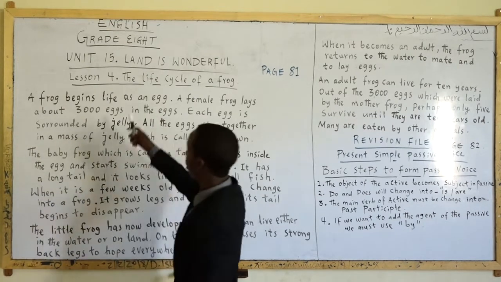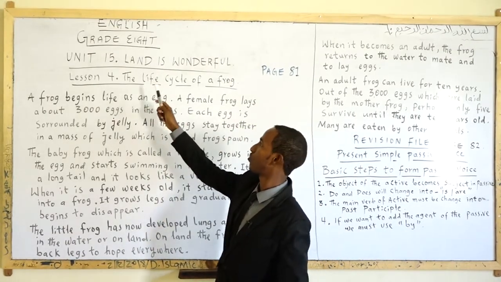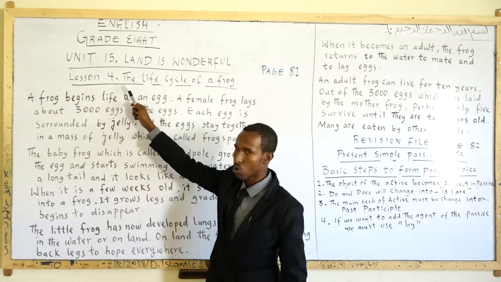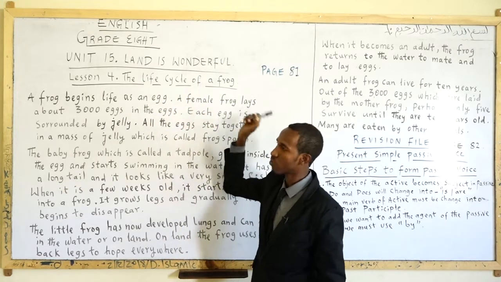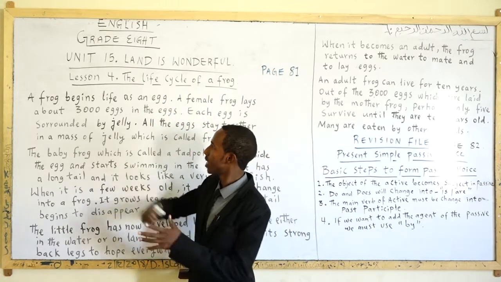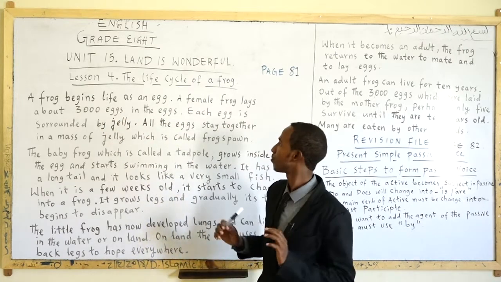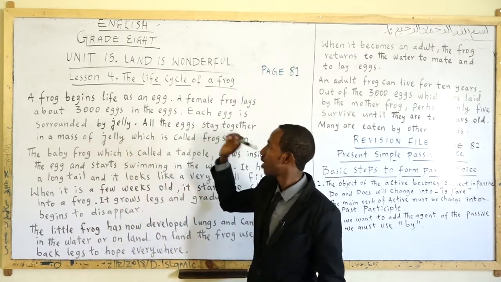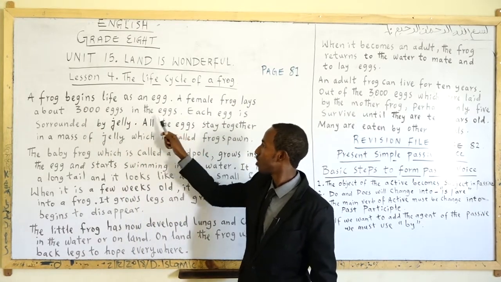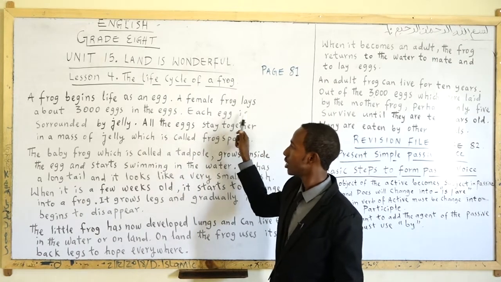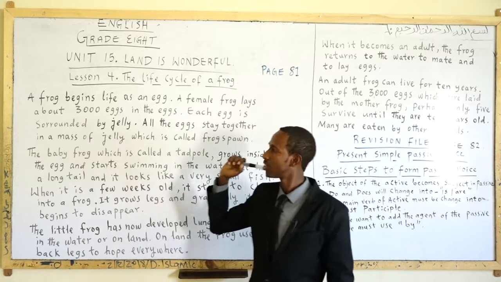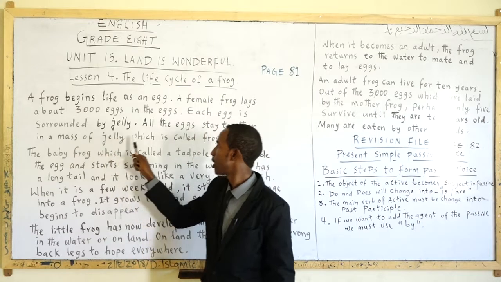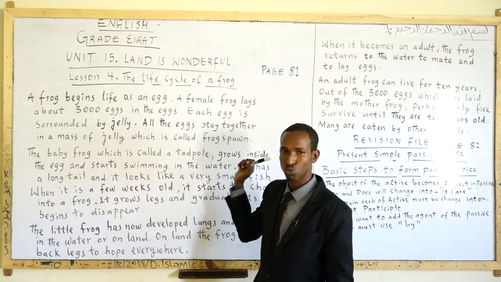English, grade 8, unit 15. Land is wonderful. Lesson 4, the life cycle of a frog. A frog begins life as an egg. A female frog lays about 3,000 eggs. In the eggs, each egg is surrounded by jelly. All the eggs stay together in a mass of jelly, which is called frog's spawn.